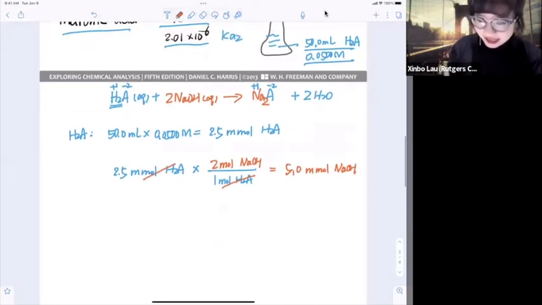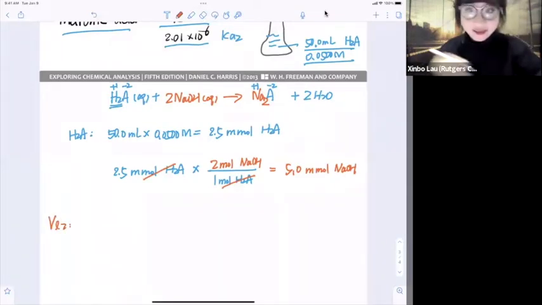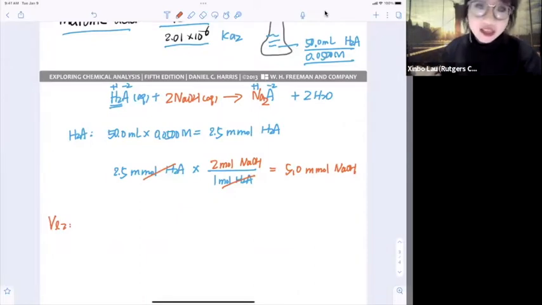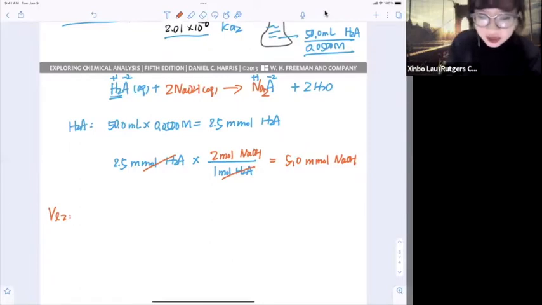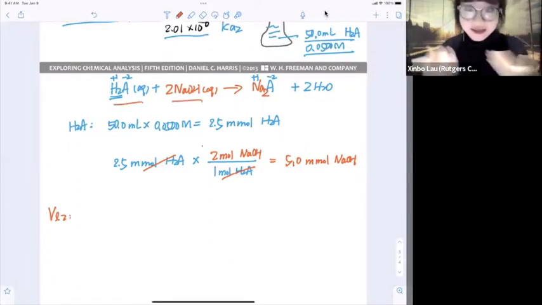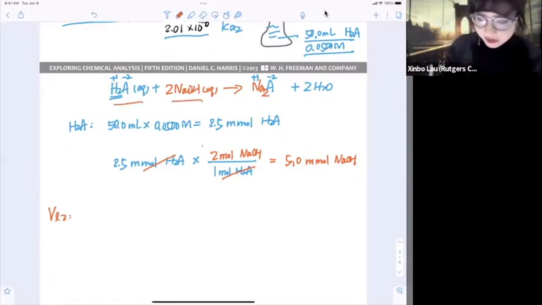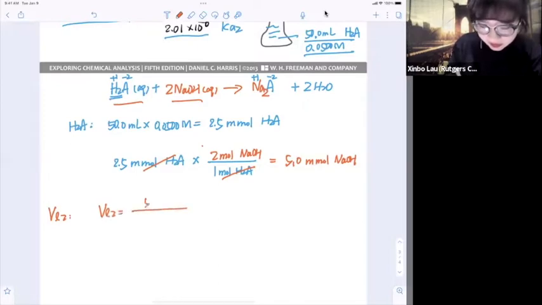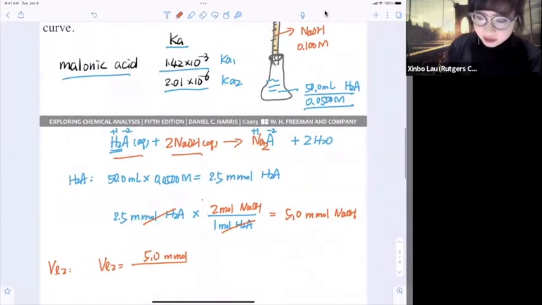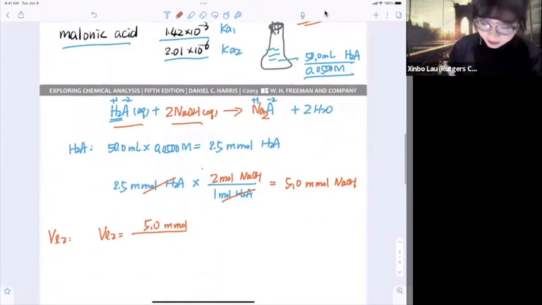Okay, now I am calculating VE2. I'm introducing a different way of looking at how to calculate the volume needed to reach each equivalence point. Why is it VE2? Because we're calculating based on completely reacting with each other. Now you have 5 millimoles. How do we calculate the volume we need? VE2 equals 5 millimoles divided by its concentration. What's its concentration? It's 0.1. I'm also color coding.